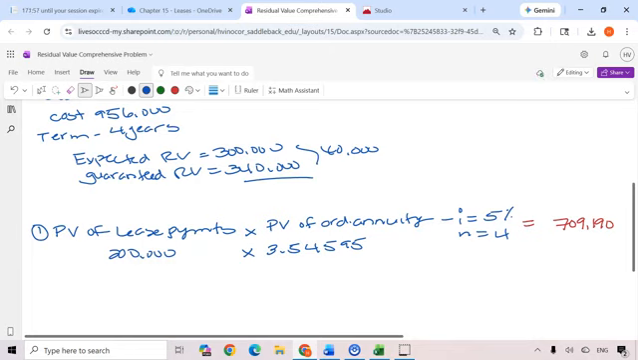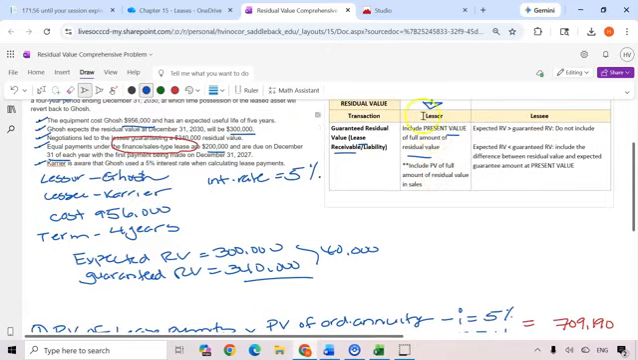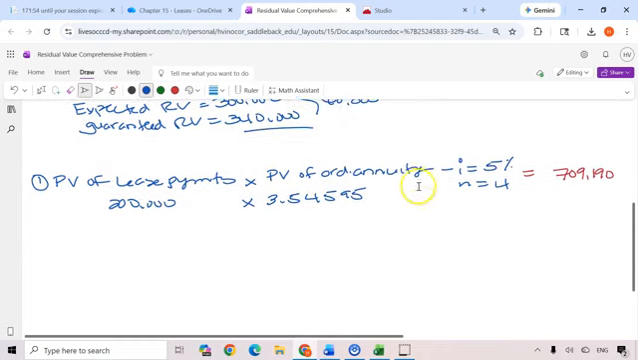This problem gives us residual value, and as a lessor, I'm going to include the full amount of the present value of the full residual value, which is $340,000.